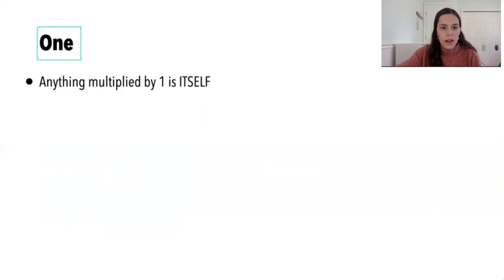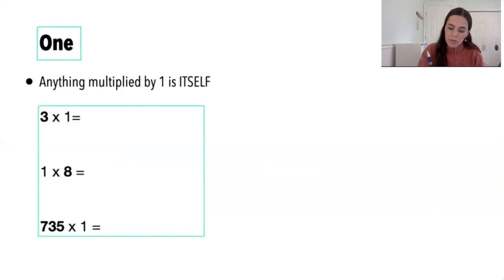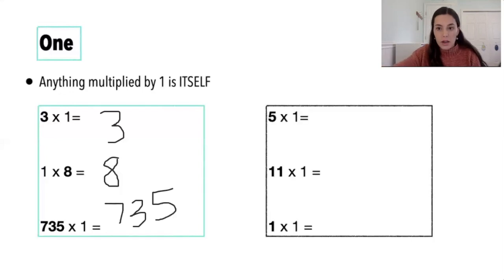Next, we have 1. Anything multiplied by 1 is itself. So for example, we have 3 times 1 equaling 3, 8 times 1 equaling 8, and 735 times 1 equaling 735. And then here are your example problems: 5 times 1, 11 times 1, and 1 times 1.